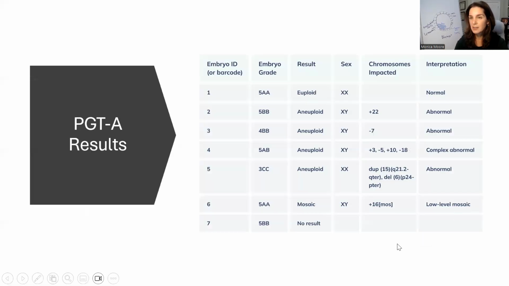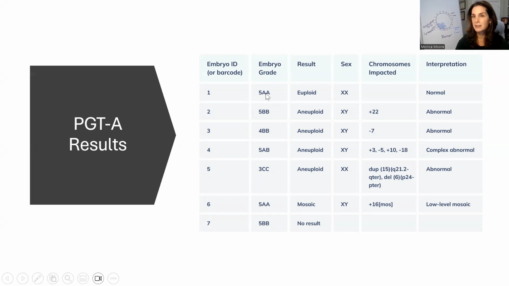This is an example of PGTA results. PGT, the A in this stands for aneuploidy. So what we're looking for with PGTA is the chromosomal complement of the embryo. And what a report looks like is this. So here are the embryos numbered. Here is how they look to us.